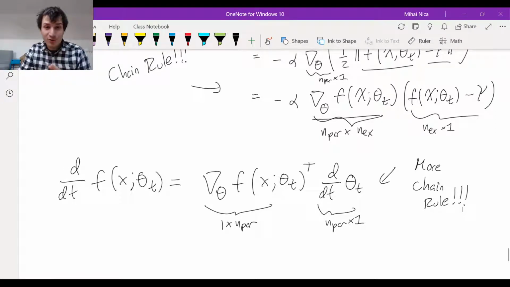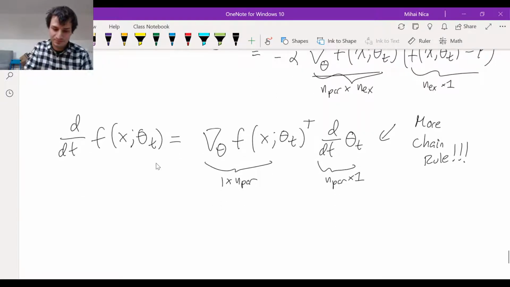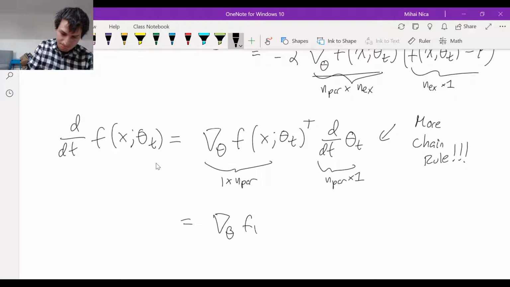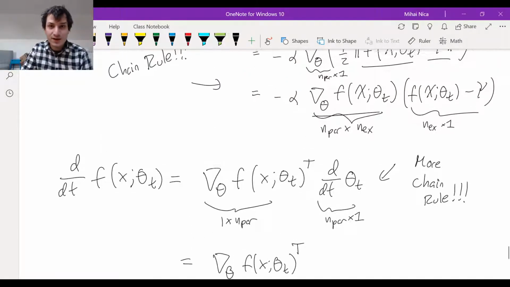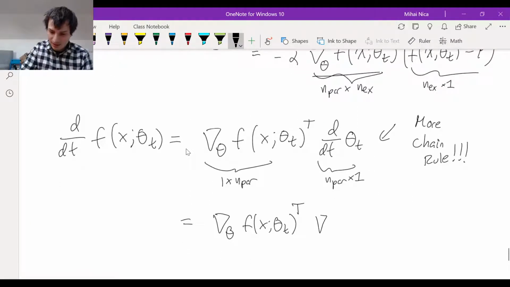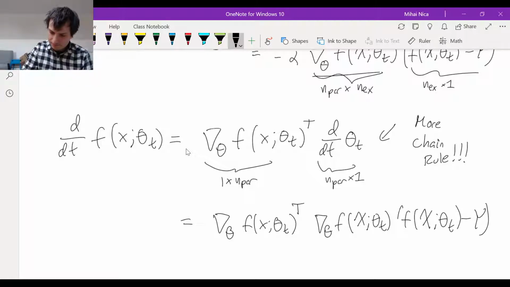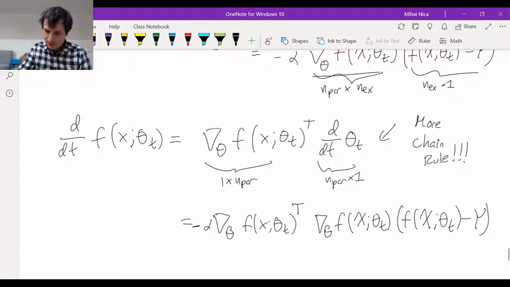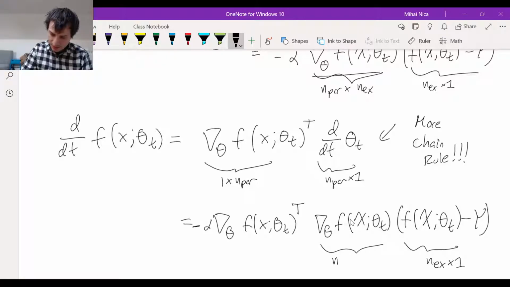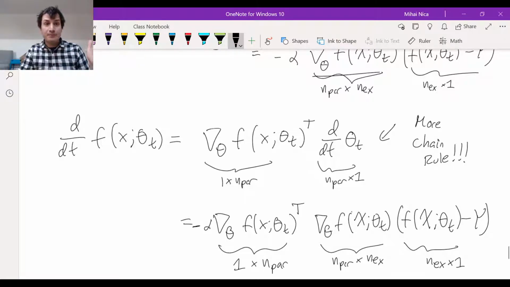Okay, and we have a formula now. We have a formula for this guy. We can plug that in. So the formula for the derivative of theta is what we just did. It's just the gradient of f of x, theta t times f of x, theta t minus y, with a minus alpha in front. Okay, let's make sure all the dimensions here line up. This is an nx by 1. This is an n par by nx. And this is a 1 by n par.